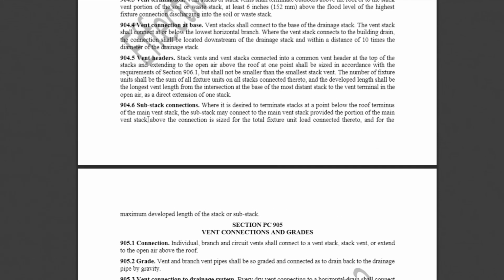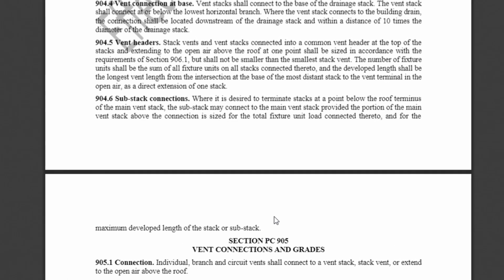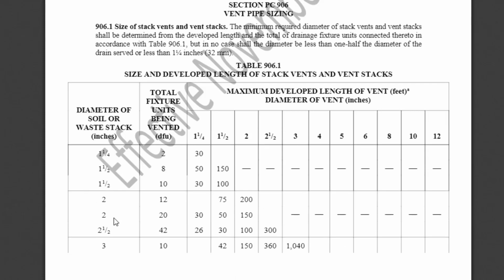So the main vent stack above that connection has to be sized for the total fixture unit load connected thereto and for the maximum developed length of the stack or substack. So that means that when you size it, you basically have to use this table here to size that portion for the total drainage fixture units that are being served by that stack vent or vent stack, which is the combination of all the substacks as well as the main stack that is connected to that common vent.